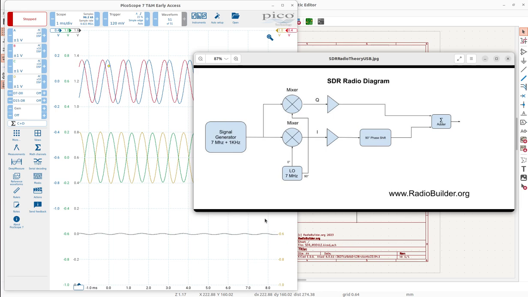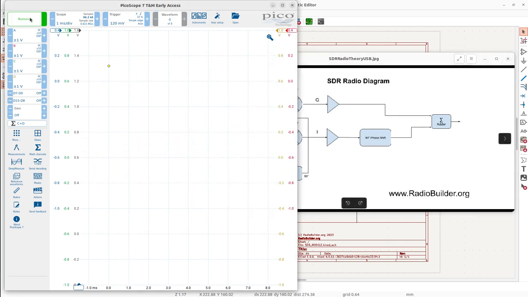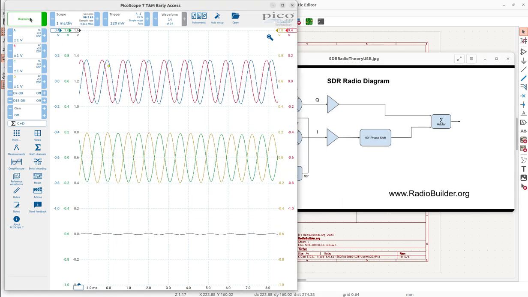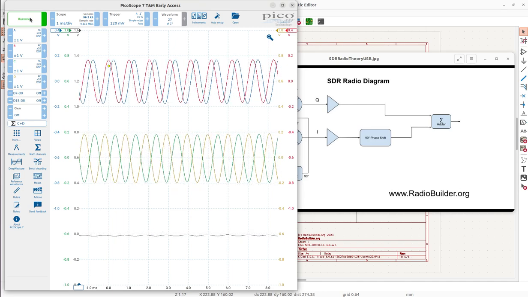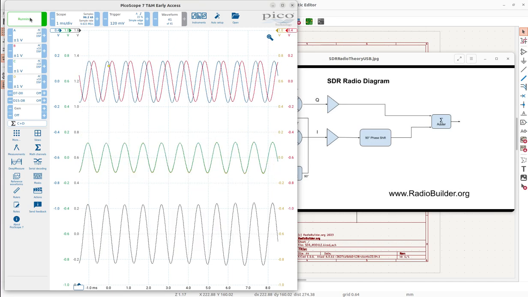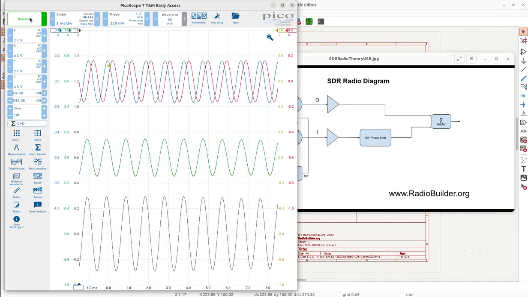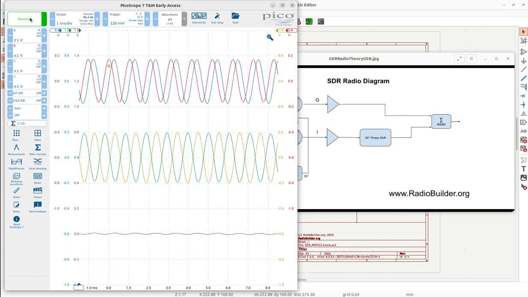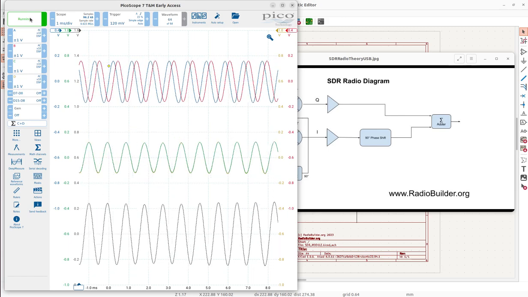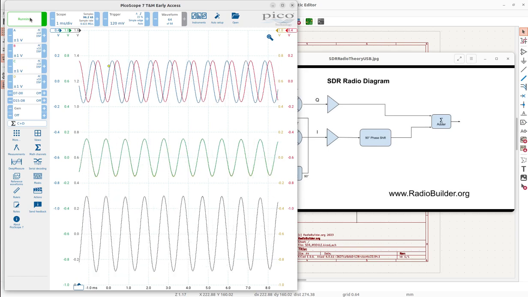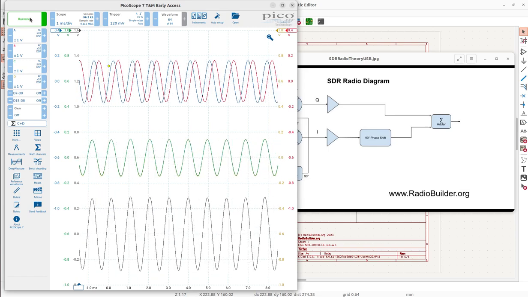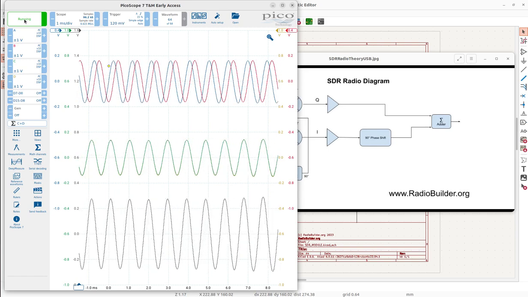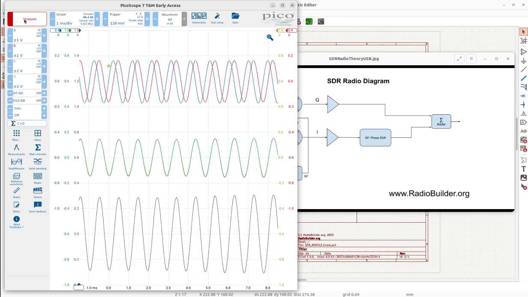And there's the output. So I'll just switch over between upper and lower sideband. So we're on the upper sideband. Now we're on the lower. Back to the upper, and back to the lower. And that's the essence of phasing receivers and how to suppress the unwanted sideband.